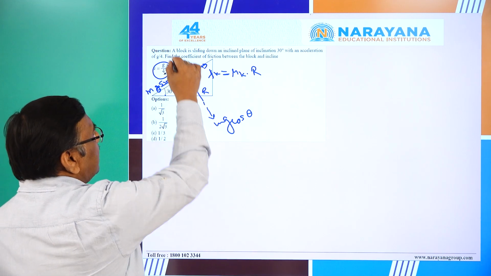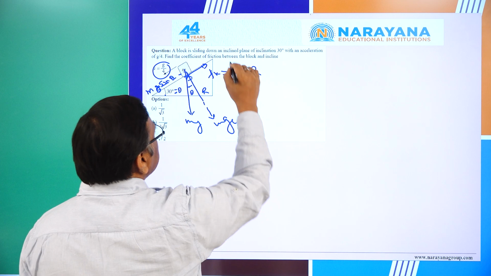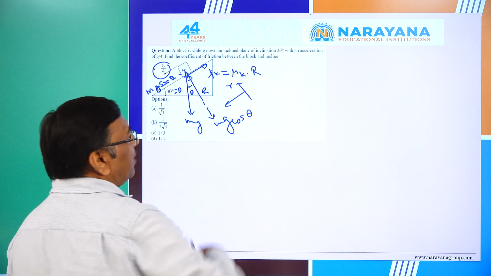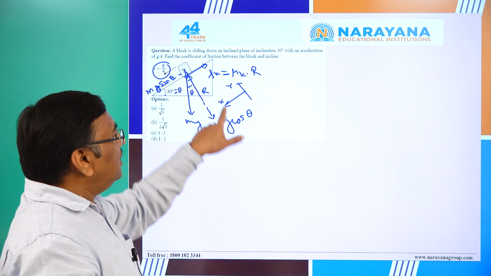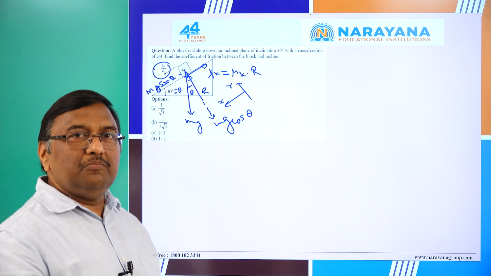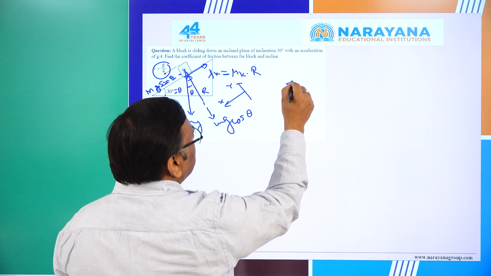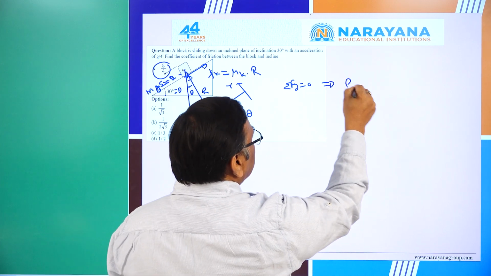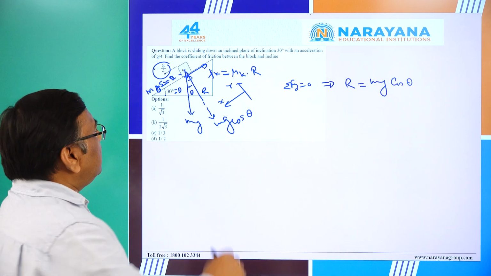Once we write this, as there is no motion in the direction perpendicular to the plane, if I consider the downward direction along the plane to be the x direction and perpendicular to be my y direction, there is a net force in the x direction, but no force in the y direction. As the body is said to move with an acceleration g by 4, the net force along the x direction is going to be ma, that is mg by 4. Now, sigma Fy is going to be 0 because there is no motion in this direction, so this simply implies R is going to be mg cos theta.